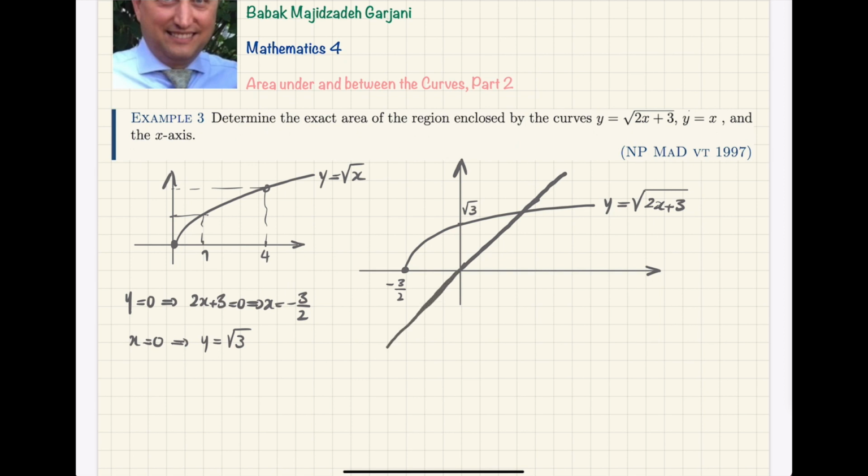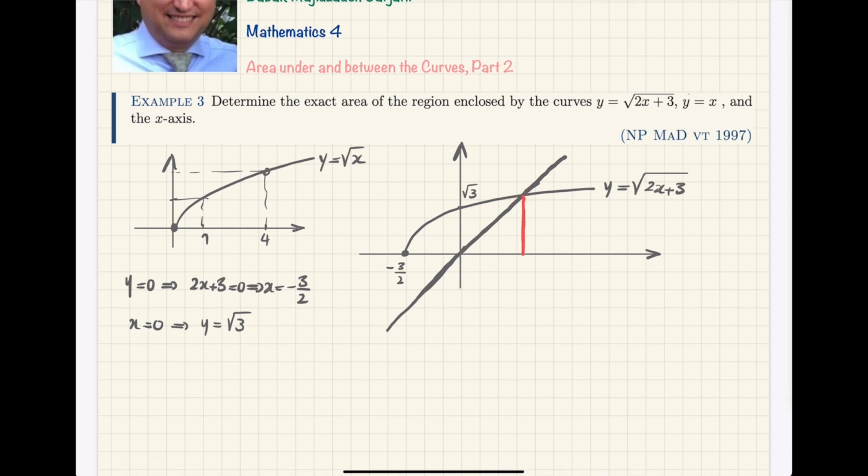And then let us read the problem again. Determine the exact area of the region enclosed by this curve, this line, and the x-axis. So it means that this area is wanted. Hopefully you realize that you need to calculate this point. This is the area that I want to calculate. It starts from minus 3 over 2 and it goes up to this point, which is not yet clear. I need to find that one.